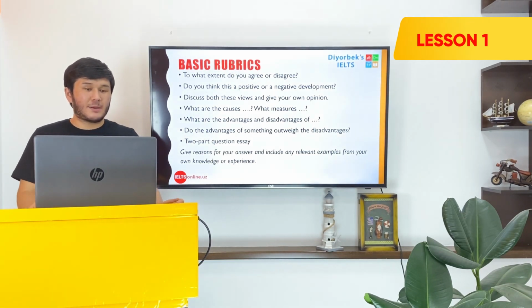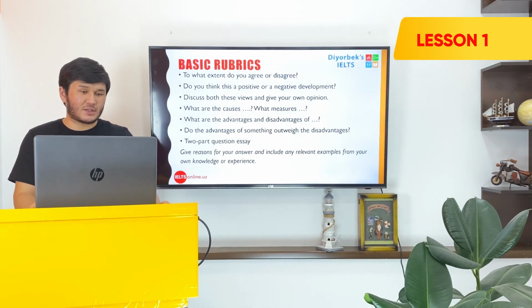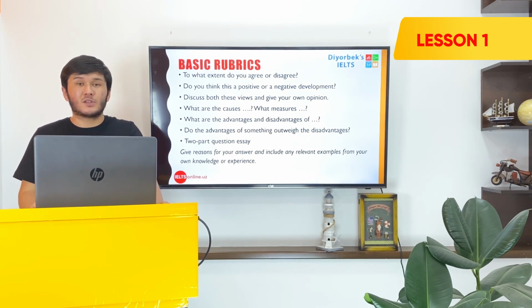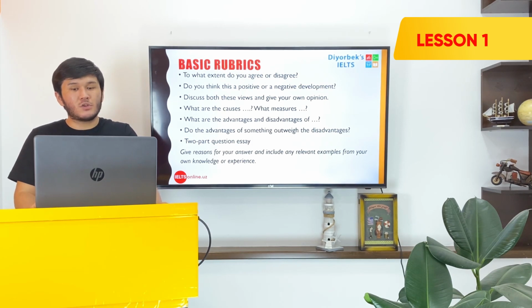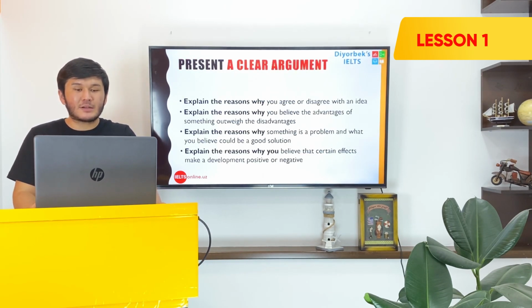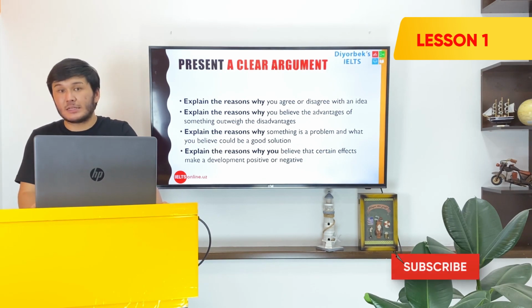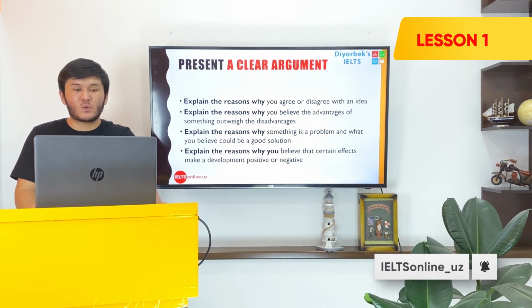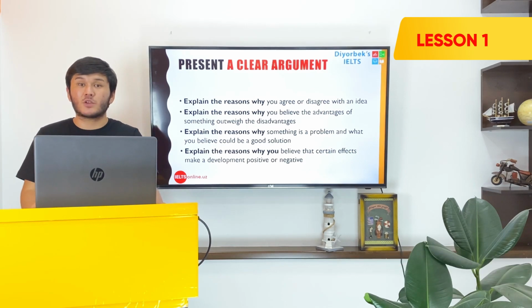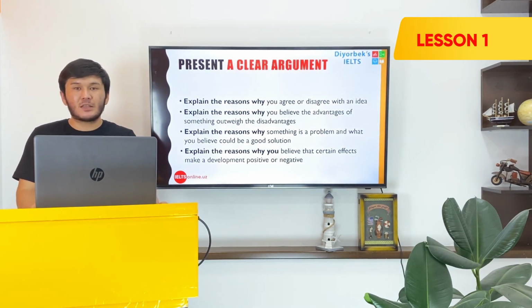dividing these questions into types is confusing, because as far as I know, some IELTS instructors like to treat discuss both these views and give your opinion as its own type, and they call it discussion, and some of them are categorized as opinion essays, and this causes a lot of confusion among IELTS students. So what do you want to do? You want to simply explain the reasons why you agree or disagree with an idea, or you want to explain the reasons why you believe the advantages of something outweigh the disadvantages.